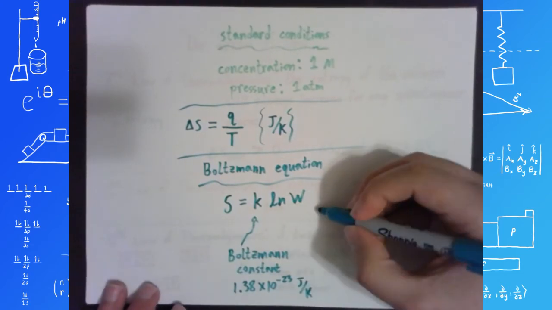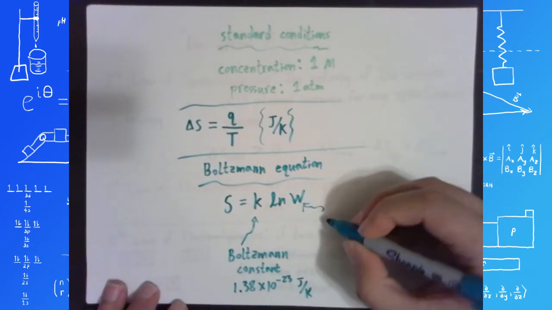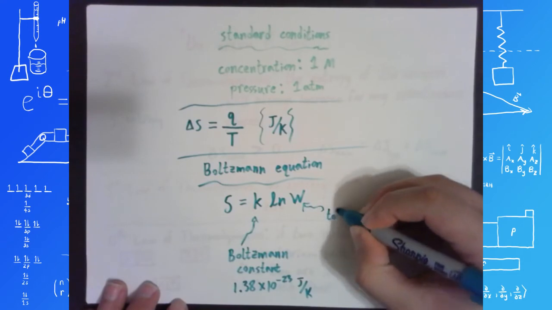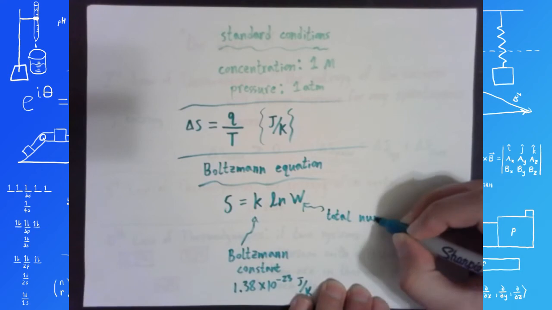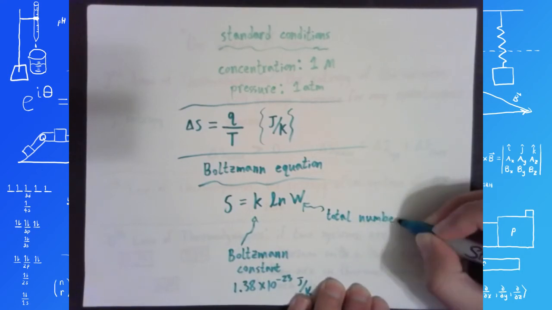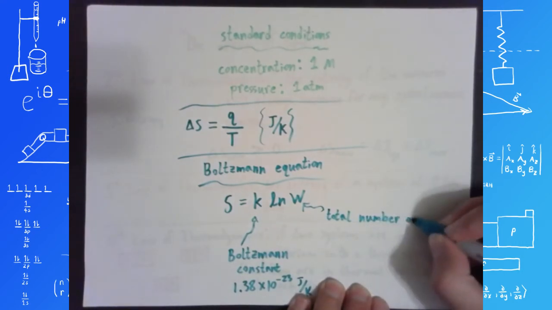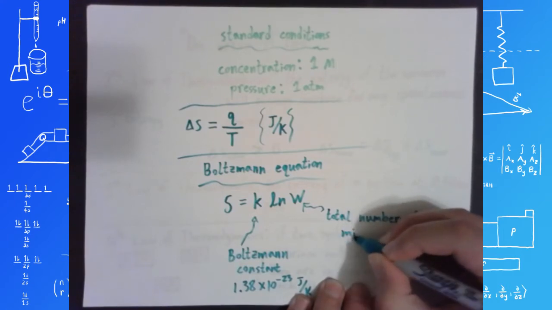And then the natural log of W. W is the total number of available microstates within a system. Total number of microstates.